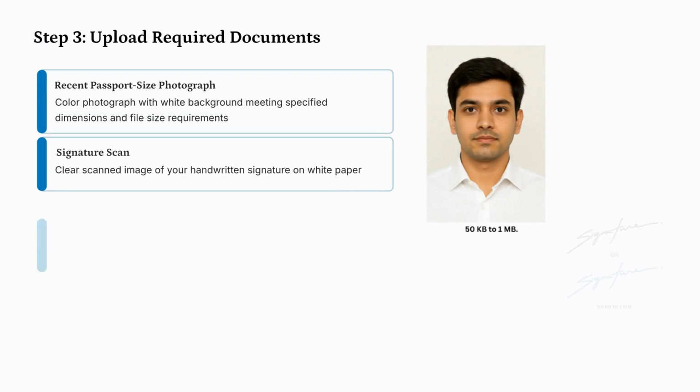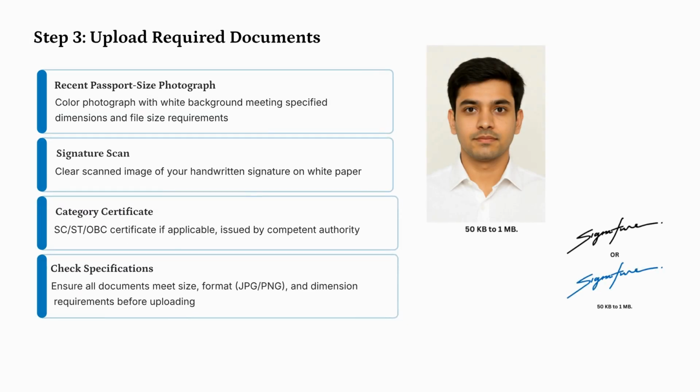Now, upload the required documents. You need to upload a recent passport size color photograph with a white background. Upload a clear scanned image of your signature. If applicable, upload your category certificate issued by a competent authority. Ensure all files are in the specified format, usually JPG or PNG, and meet the required size and dimension guidelines.